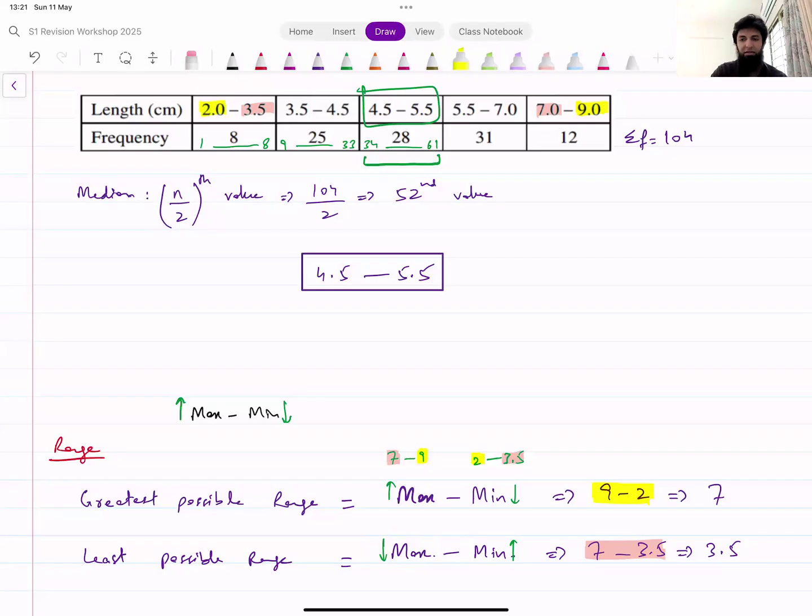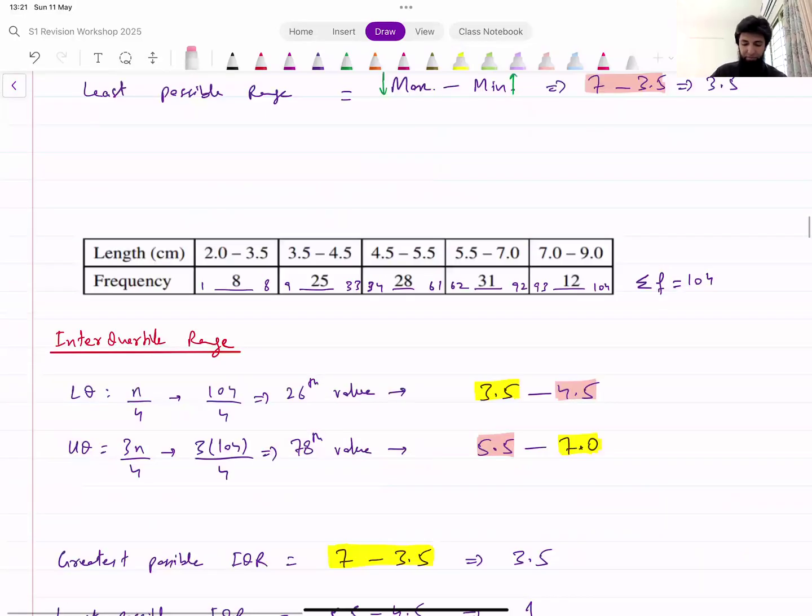Class width, there's no point in finding class width here. Class width is only needed for histograms. We'll see that later. In this case, there's no logic of using class widths. Okay, let's move on.